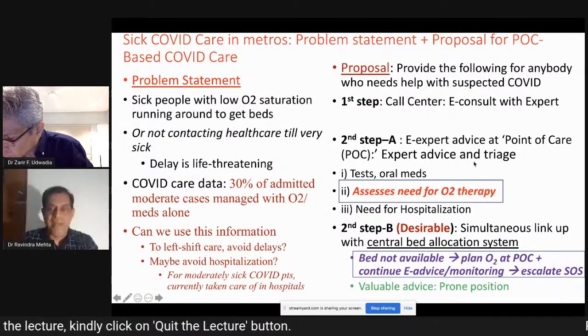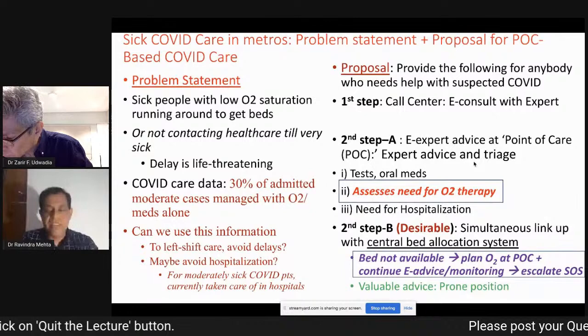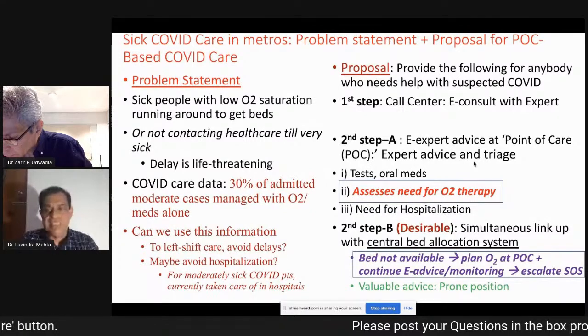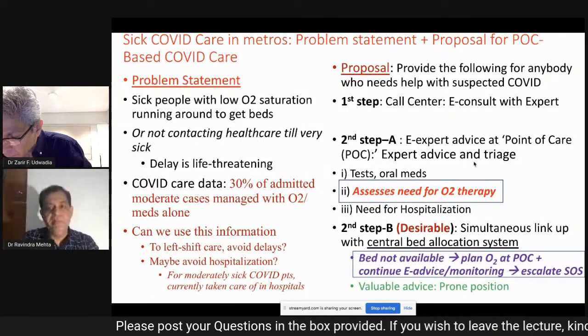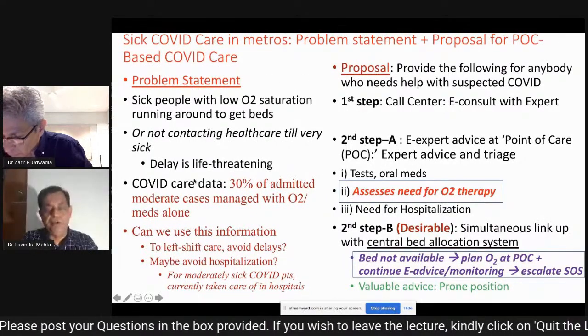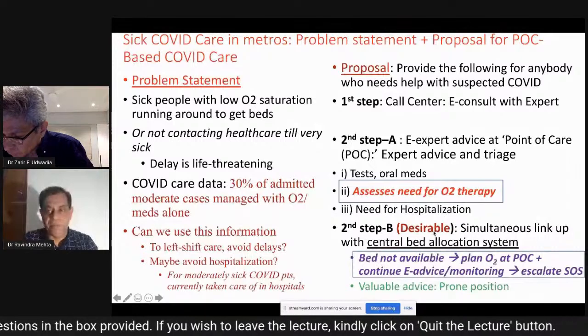And then we mentioned things, which I won't go into detail about at this point, basically to make it point of care. If I can pick up a smartphone and get in touch with somebody who, in a standardized platform, can deal with my issues, assess me and advise me, we may be able to avoid this deluge of patients running around and not getting hospital beds.